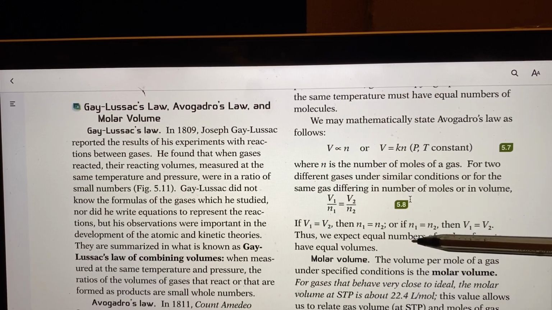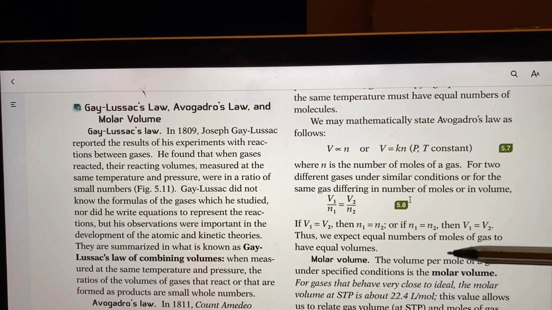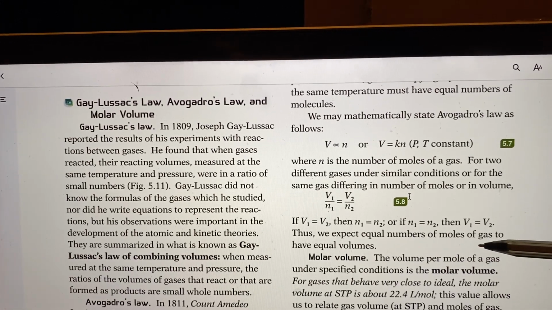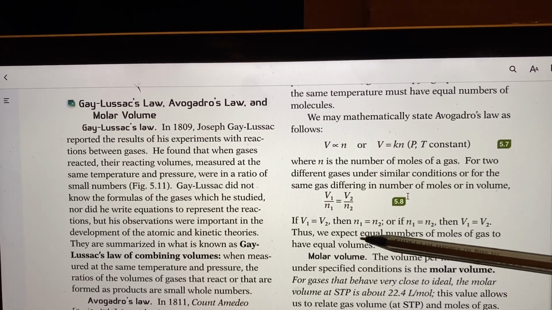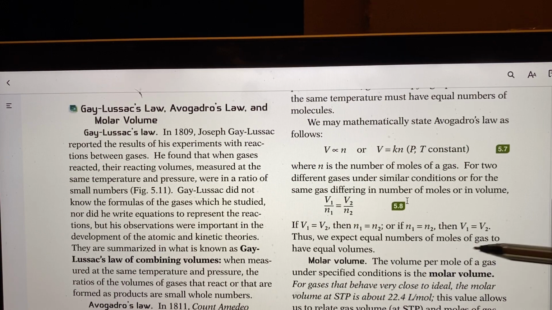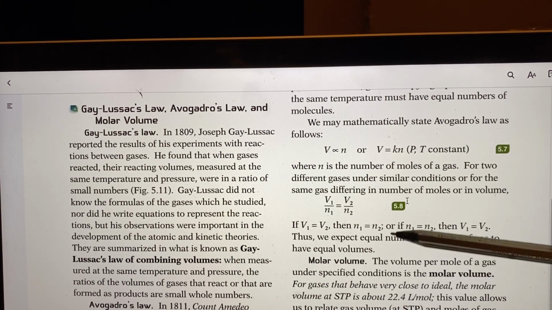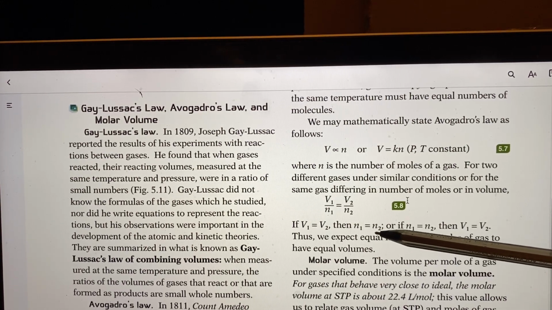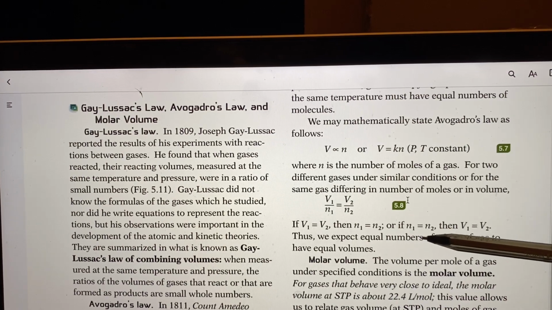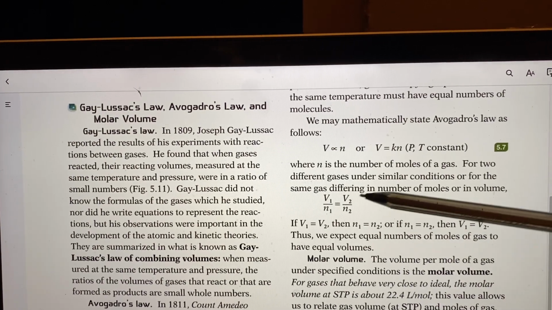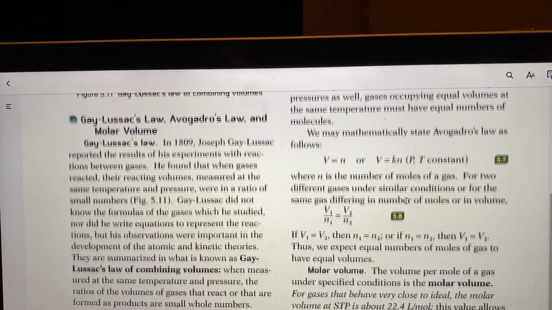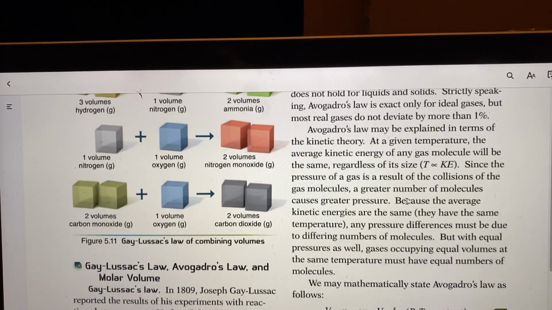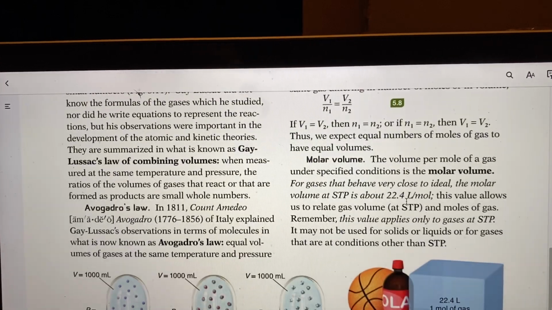n means basically the number of moles of gas, which has to do with the number of atoms of gas. So thus we expect equal numbers of moles of gas to have equal volumes, right? n1 equals n2, and all of these are equal volumes. So n is just going to be talking about moles or atoms. Whenever you see the n, it's going to be talking about that.